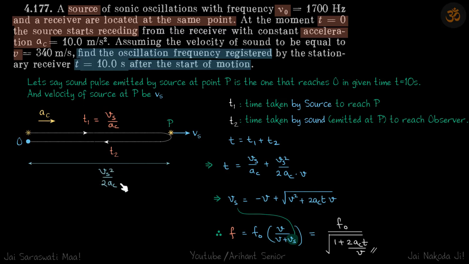So this distance is covered by the sound. So t1 is Vs / a_c and t2 is this distance upon the velocity of sound, so Vs² / (2a_c · V). We simplify that and we get Vs to be this. So the frequency emitted at this point, which is received by O, will be f0 · V / (V + Vs). So if we put the value of Vs here and simplify, we are going to get our answer. All right.